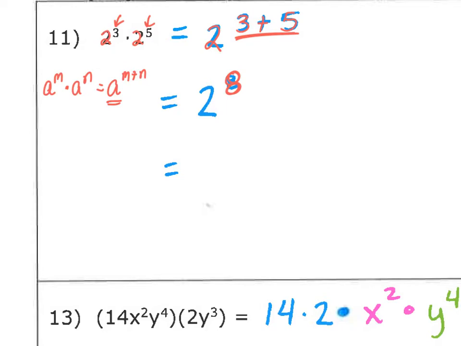Now, I need to plug that in my calculator. So if I'm going to plug this in my calculator, I would say 2 caret 8. And when I do that, I'm going to get 256. And we're done.